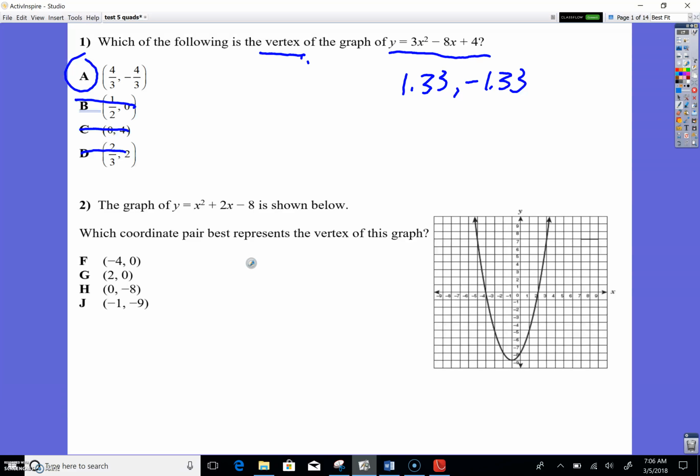Okay, the graph of y equals x squared plus 2x minus 8 is shown below. Which coordinate pair best represents the vertex? The vertex, again, is right down there. If we look at it, it's negative 1, and then it goes all the way down to negative 9. So negative 1, negative 9.